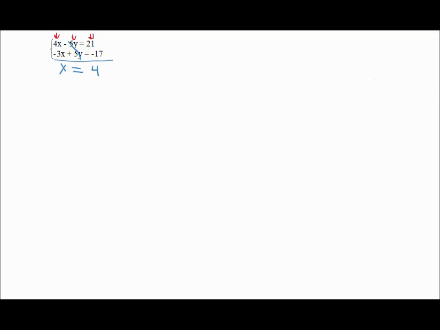Okay? Now that I know x is equal to 4, I'll substitute that value back into one of the original equations. And since for all of the others I use the top equation, this time I think I'll use that bottom equation. So this becomes 3 times. Now that I know x is equal to 4, I'll replace that with a 4. So that'll be 3 times 4 plus 5y equals negative 17. Negative 3 times 4 gives me a negative 12 plus 5y equals negative 17.